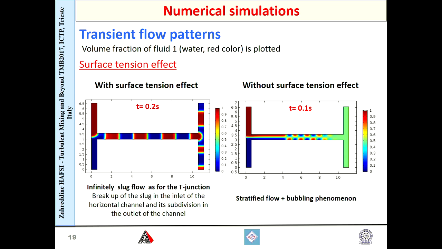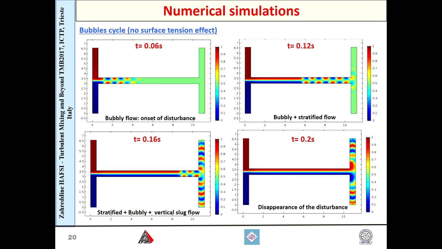What are the patterns that we can observe? Here we'll focus on the effect of the surface tension. That means we ran our model with surface tension and without surface tension. With surface tension, we can see the permanent regime is the slug flow. Slugs are there. Then in the outlet of the horizontal channel, a subdivision of slugs is seen. This is similar to the previous work in a T-junction. But without surface tension, a new pattern is observed. We are observing bubbles. We have a stratified flow and a bubbling phenomenon. And we'll try to focus on these bubbles, and how these bubbles are formed.